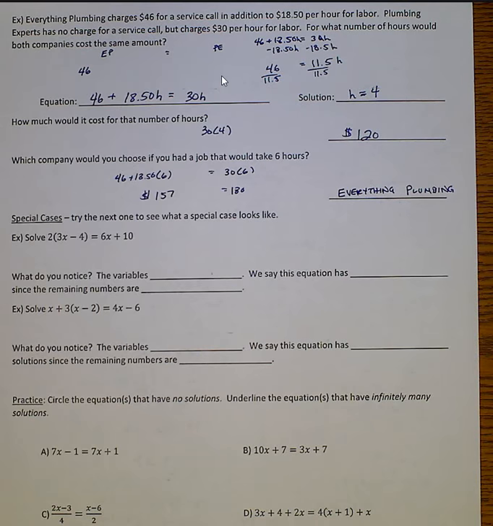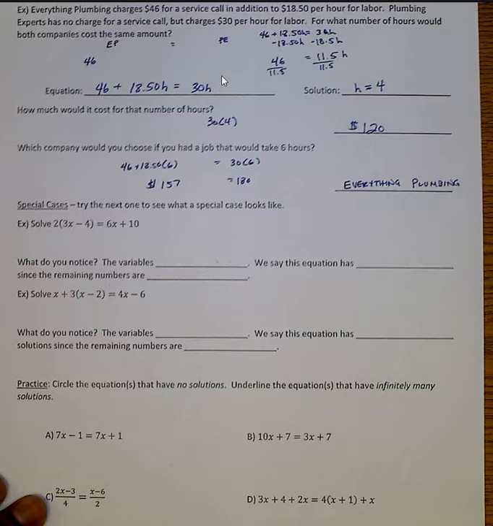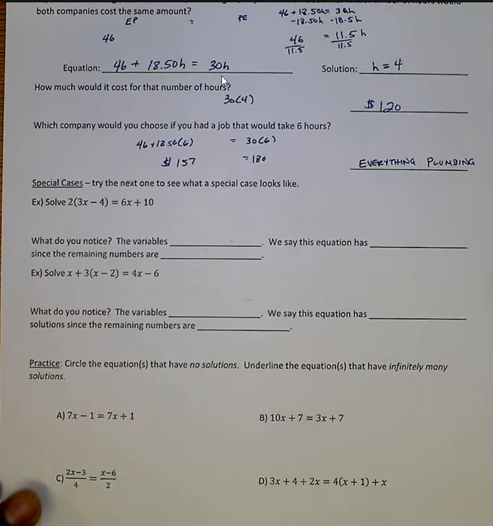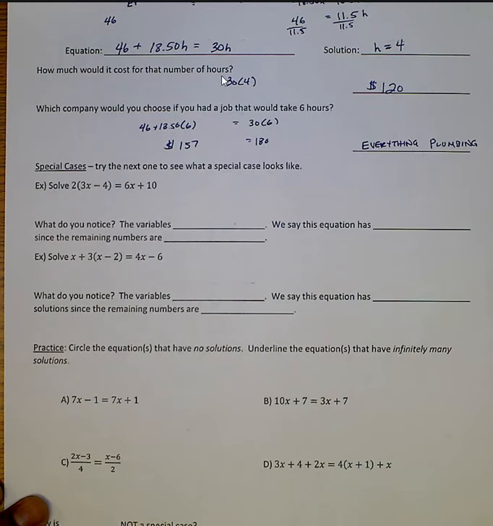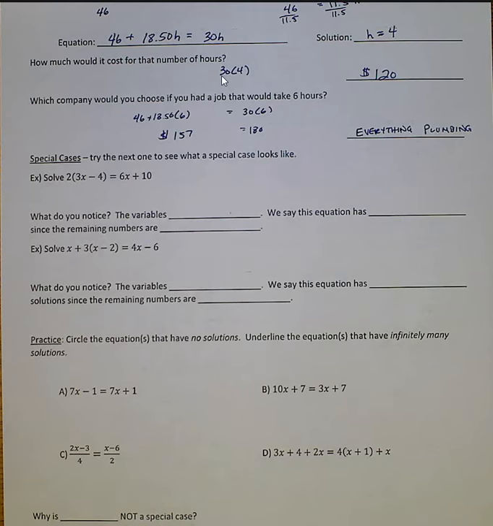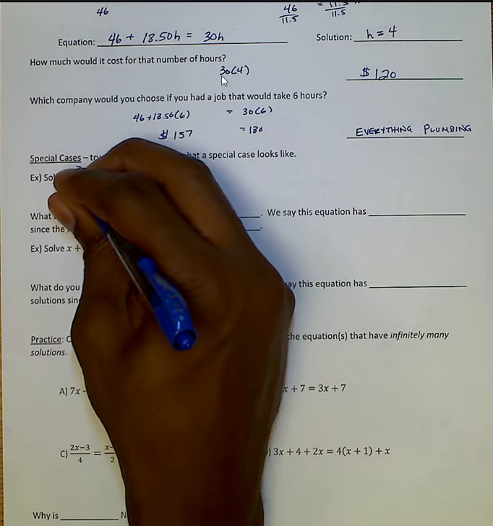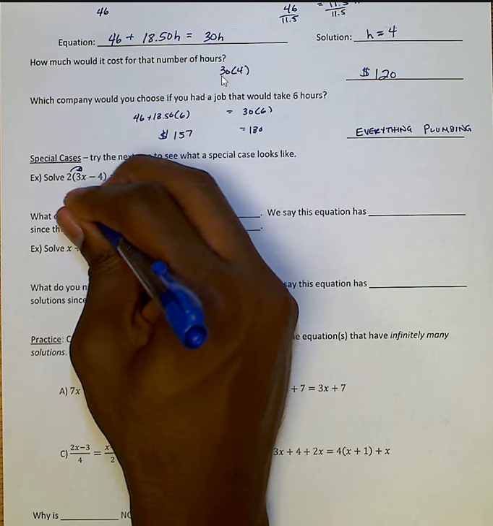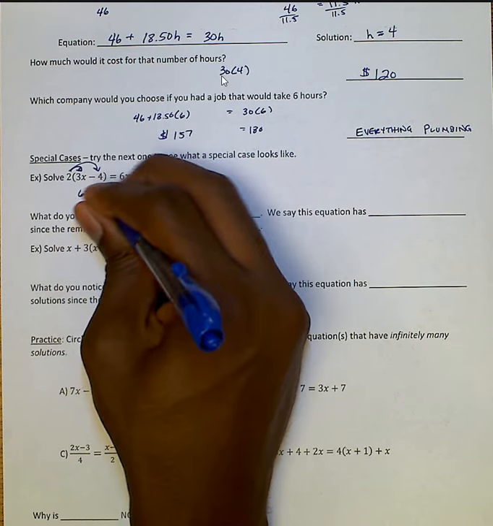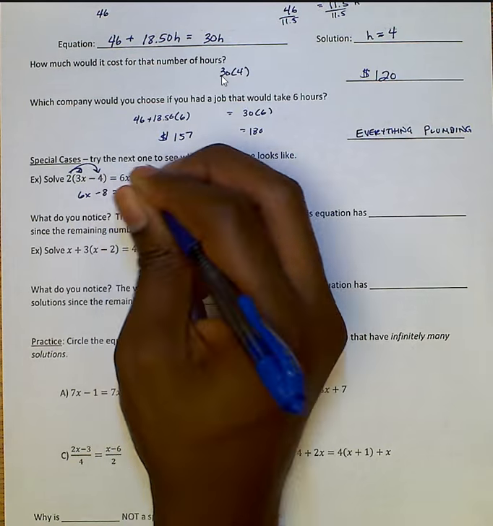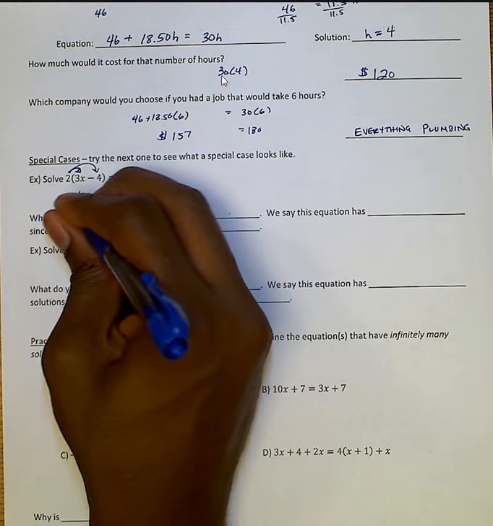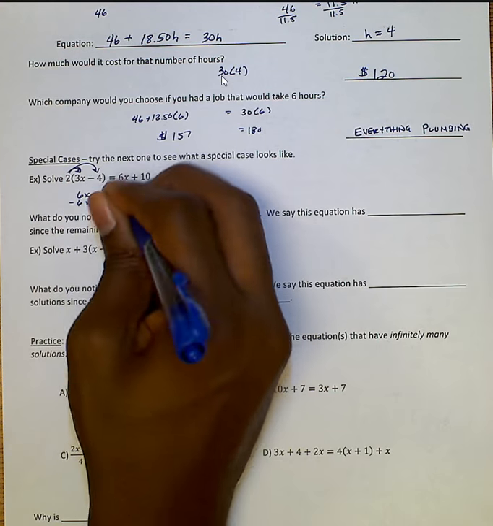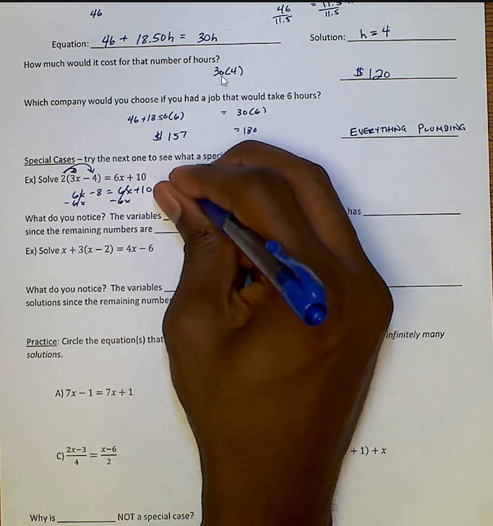Okay, so that's variables on both sides. Let's look at some special cases. Try these problems and see what happens. So if you try this, you should get distribute 6x minus 8 equals 6x plus 10. Your next step should be to subtract 6x from both sides. You get negative 8 equals 10.